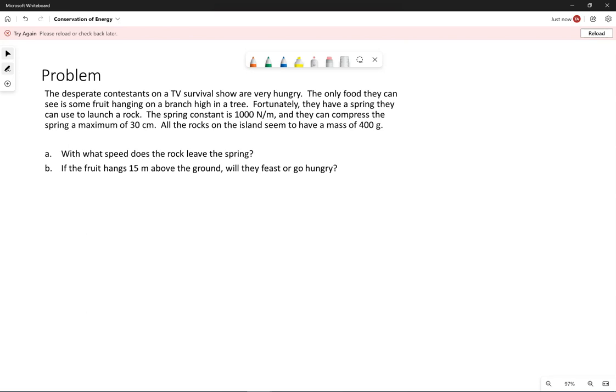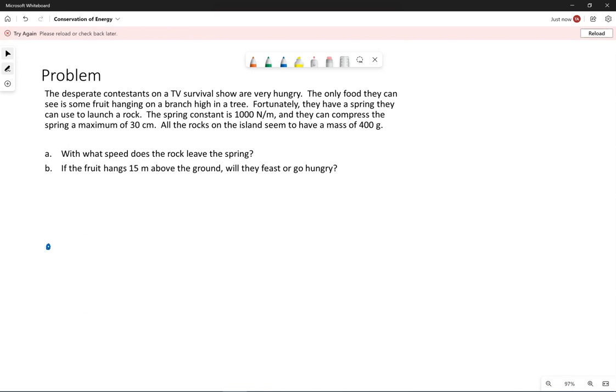The spring constant is 1,000 newtons per meter, and they can compress the spring a maximum of 30 centimeters. All the rocks on the island seem to have a mass of 400 grams. Well, that's just convenient, right?